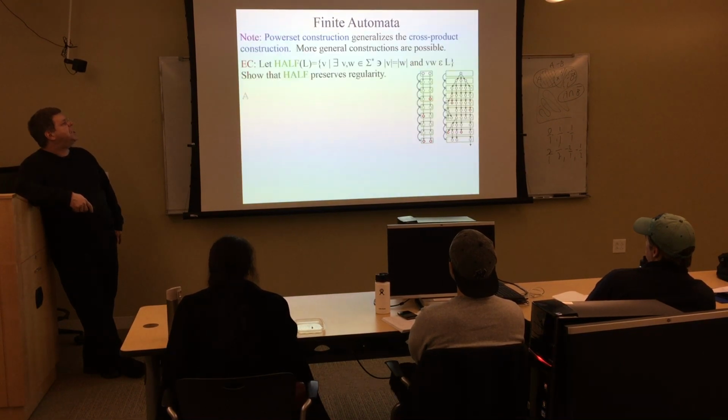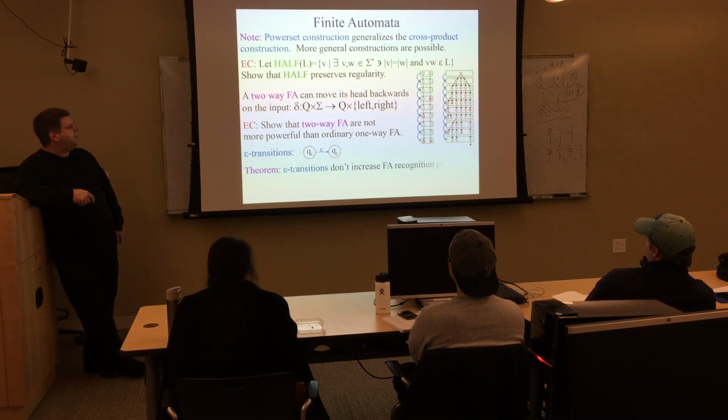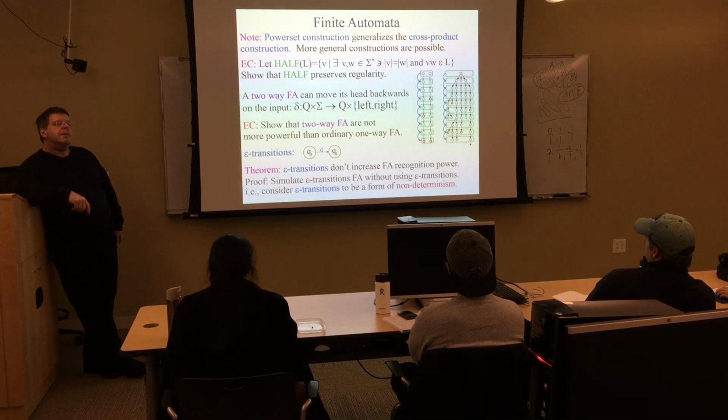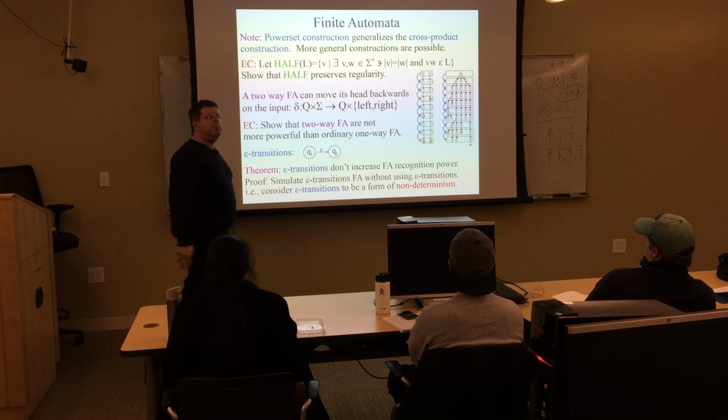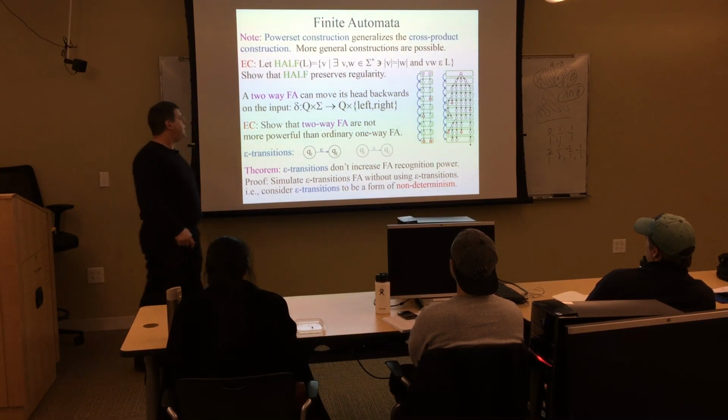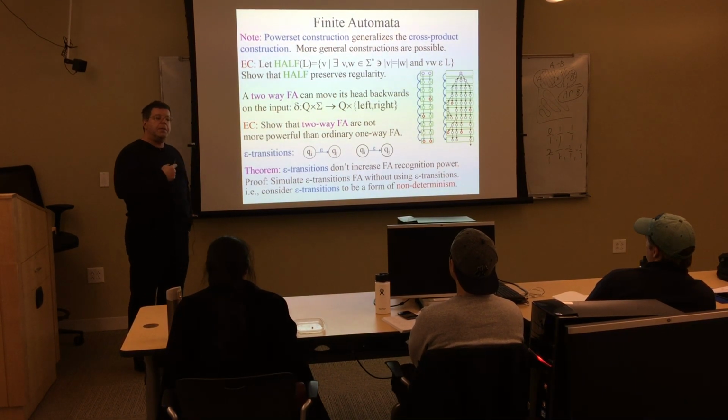But the point is they're not essential. Non-determinism or epsilon transitions are not essential. You can always get rid of it by pulling the power set construction and forcing it to be completely deterministic, and therefore not employ non-determinism at all. Any questions or thoughts on this?